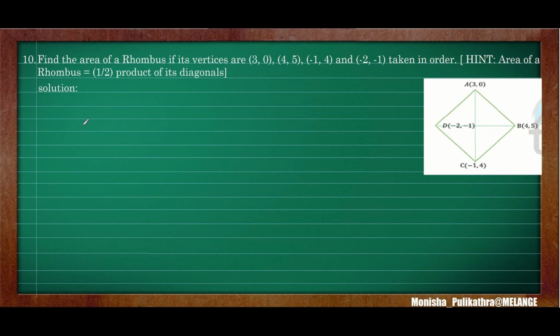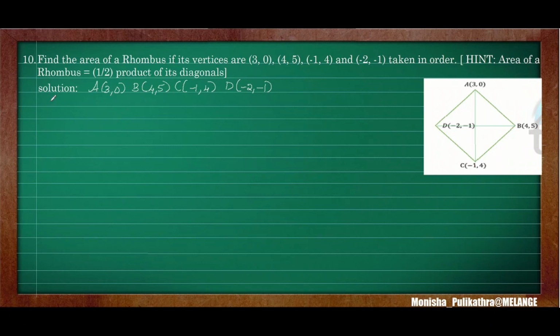The last question is, find the area of a rhombus if its vertices are given, that is A 3, 0, B 4, 5, C -1, 4 and D -2, -1. So these are the vertices of a rhombus. We need to find the area of the rhombus. Here the formula for the area of a rhombus is given. Area of a rhombus is equal to half into the product of its diagonals. So we need to find the distance of the diagonals here.